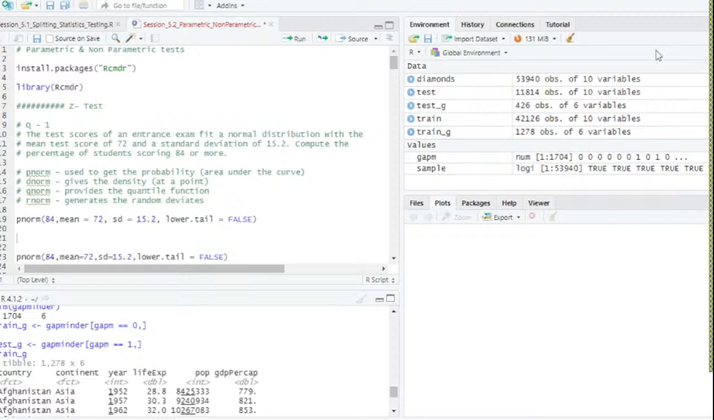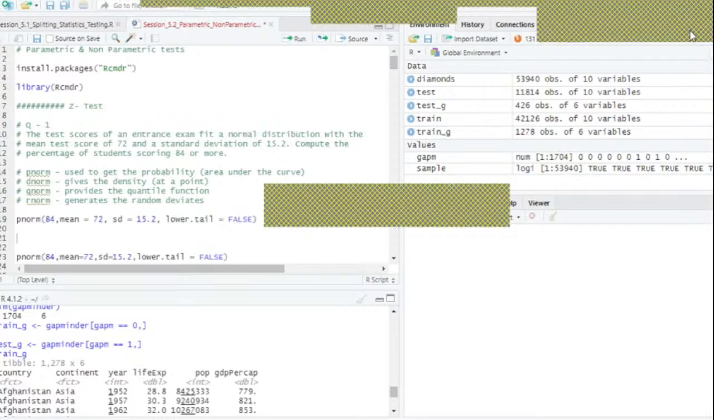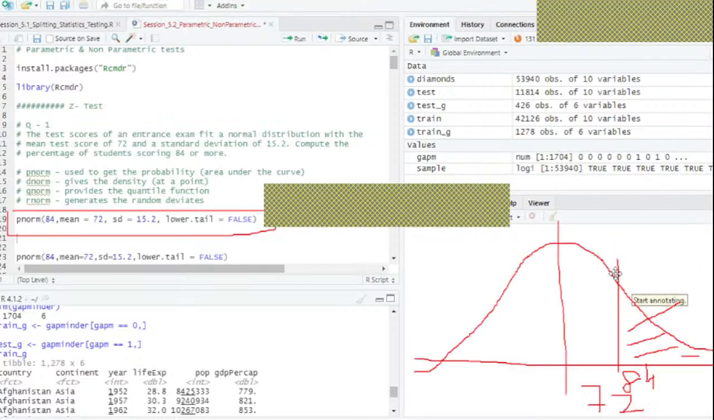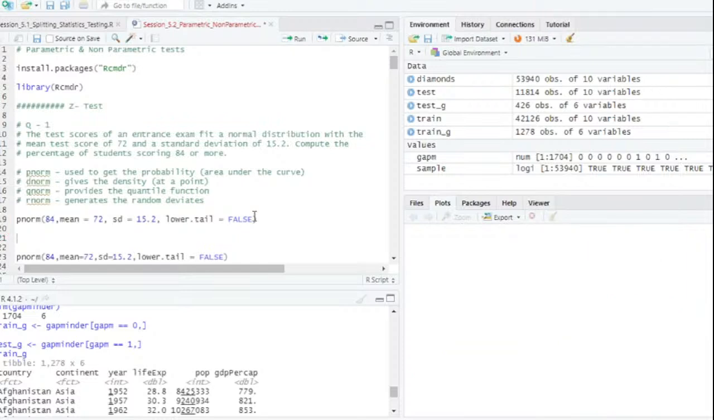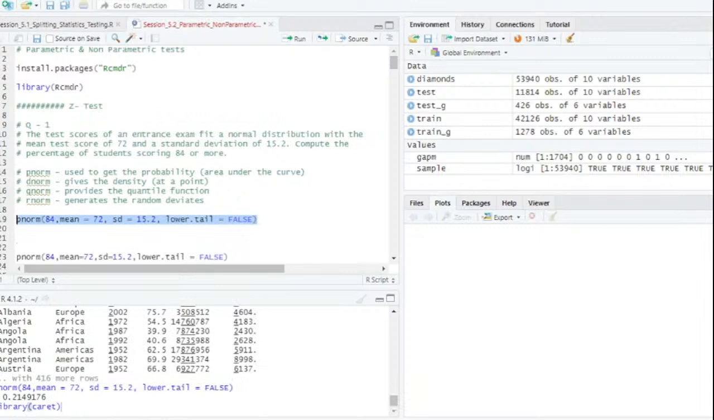Means if I want the percentage in this tail on the left side of 84, then I'll write lower tail equal to true. If I want it on the right side, I'll mention lower tail equal to false. Okay, try this and see, are you able to get a percentage? If I run this, we should get 21%.